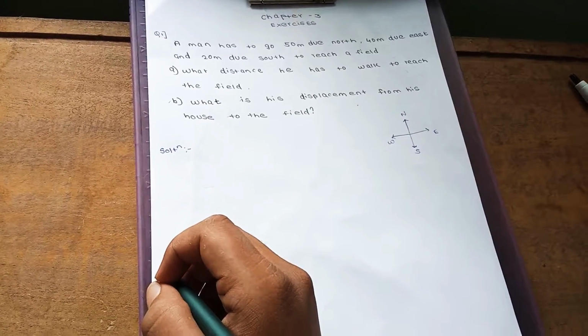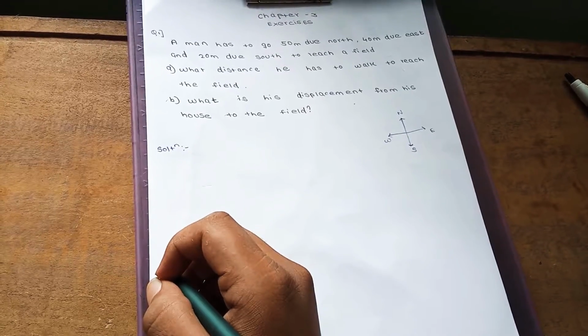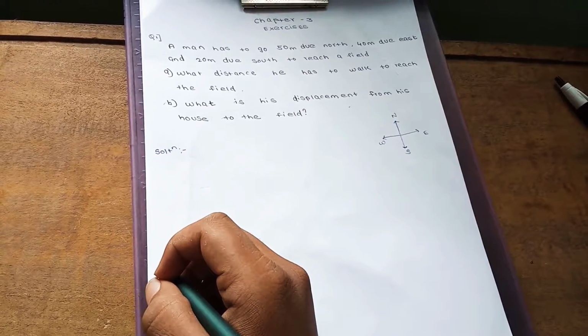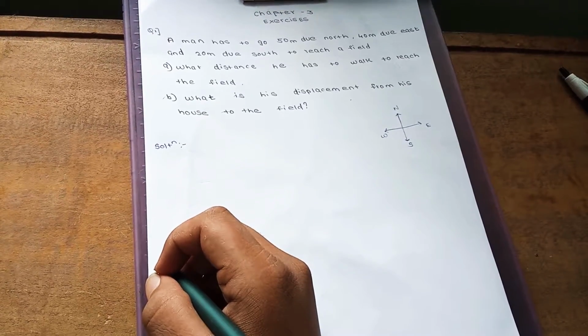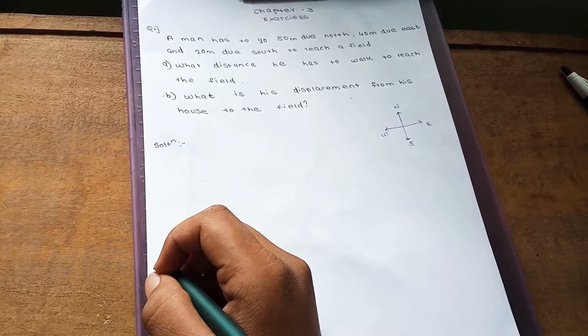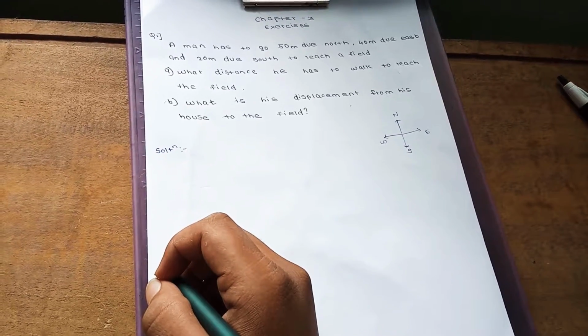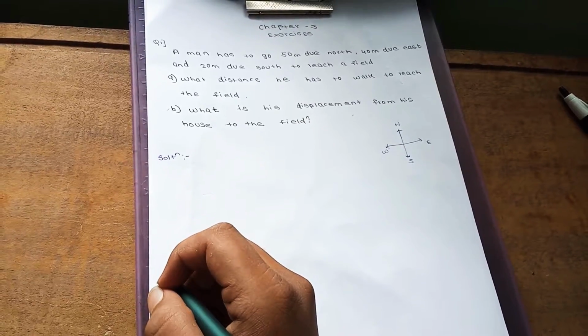Chapter 3 exercise HC Verma question 1. A man has to go 50 meter due north, 40 meter due east and 20 meter due south to reach a field. A. What distance he has to walk to reach the field? B. What is his displacement from his house to the field? So in this case we have to find the distance and displacement.